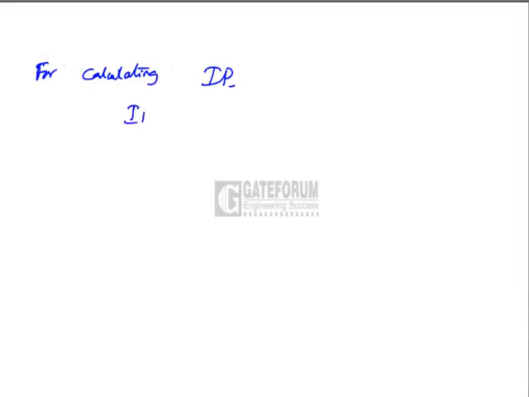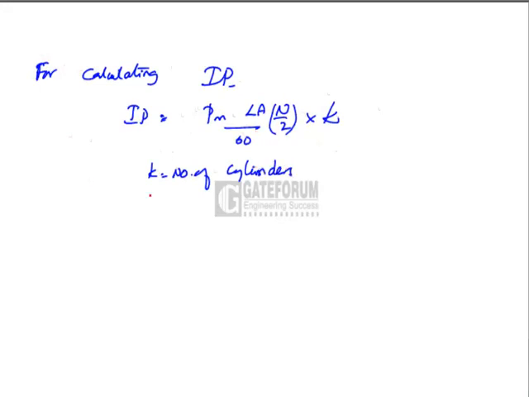Consider the number of strokes, that is 2-stroke engine or 4-stroke engine. For example, if it is a 4-stroke engine, divide by 60, and also by the number of cylinders, where K is the number of cylinders. Whereas for a 2-stroke engine, P_m L A N by 60, there is no 2 in the denominator, into K, so many kilowatts.